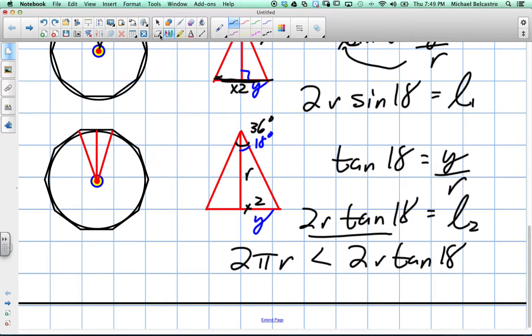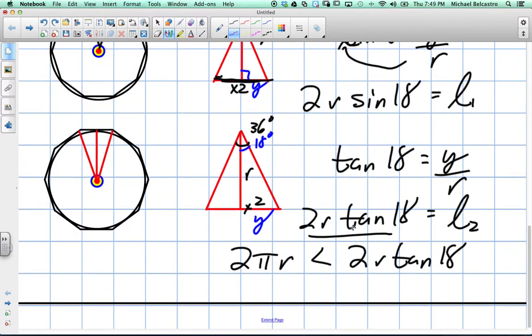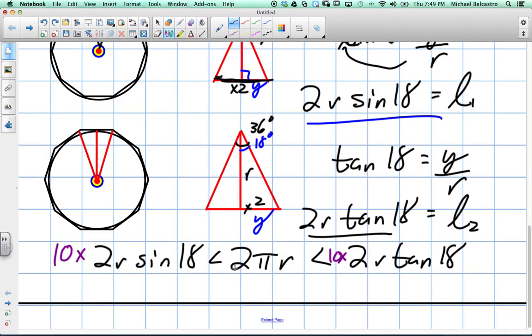And it's not just 2, because in this case, remember we said it had 10 sides. So we have to multiply this by a value of 10, just like we have to multiply the other one by a value of 10. And this is our inner triangle, our inner polygon. So 2r sine 18. And we know the circumference is less than that value.